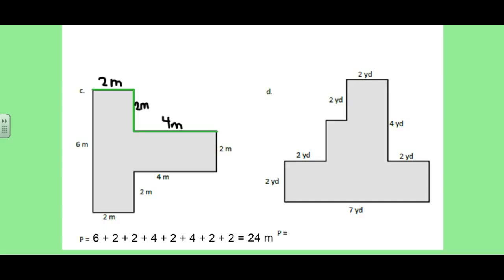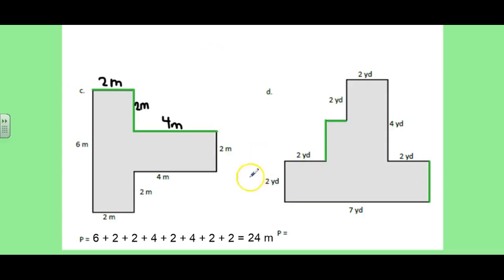So now we're going to come over here to this other one that's got a lot of different side lengths. So you have to be sure that whenever you're looking at it, you're getting all of the side lengths that you are missing. I have this side length and I've got this side length, but I do not have this side length and I do not have this side length. This side length right here is 2 yards. This is 2 yards. This is 4 yards. This is 2 yards, but I am missing this side length. I have this 7 yards as well. So we're missing 3 side lengths here.